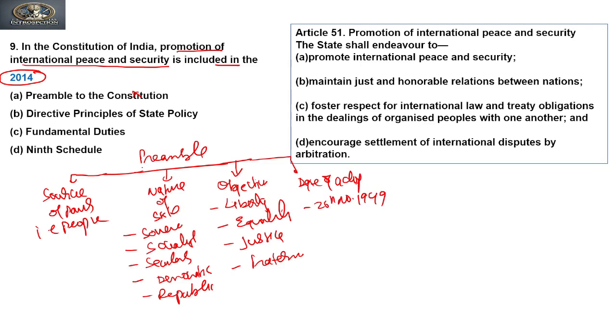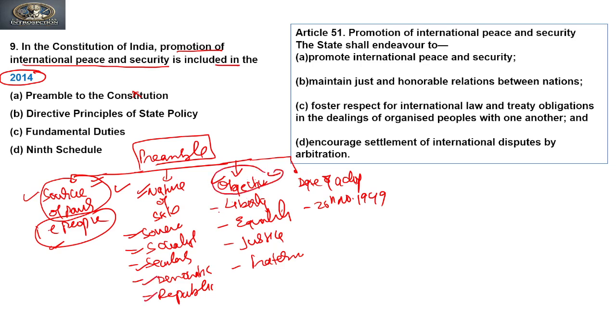So what I'm trying to say is that through the preamble you can get an idea about these four components. What is the source of power to the Constitution? The source of power to the Constitution is the people of India. What type of nature does India have? It has a sovereign, socialist, secular, democratic, and republican nature. What does the Constitution want to achieve? Liberty, equality, justice, and fraternity. And the date of adoption: the Constitution was adopted on 26 November 1949. Other than this information, no other information can be gathered from the preamble.